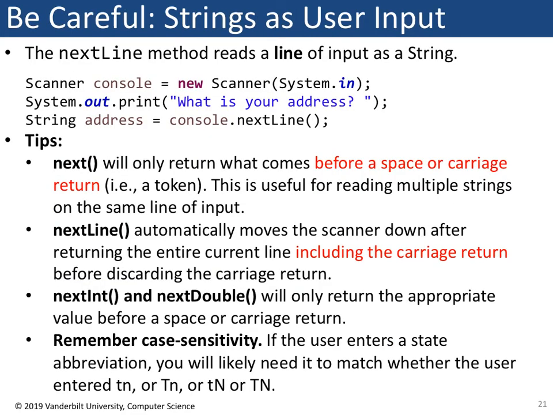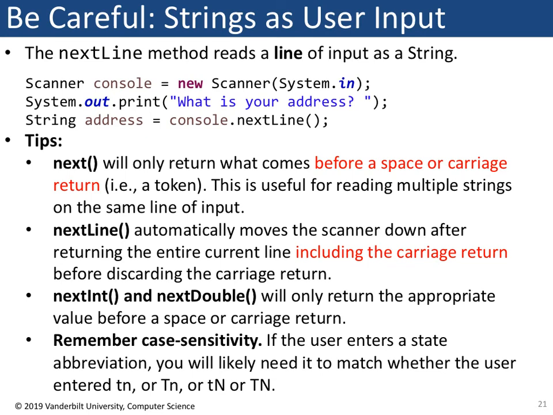So the next method when dealing with strings is going to get the next token on the input stream and return it as a string. But keep in mind, if the user were to type in for their address, say, let's say they typed in Oak Lane with a space in between Oak and Lane. Well, next is going to get the token Oak and return that as a string. But it's not going to return Lane, because that's a separate token.